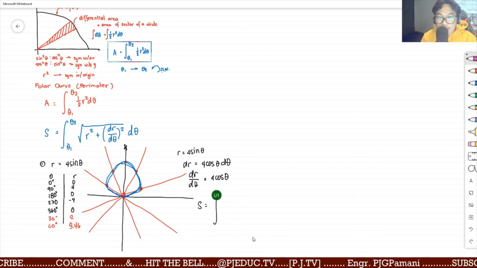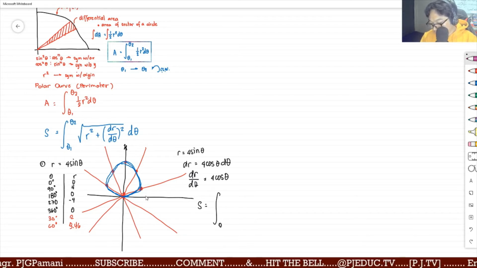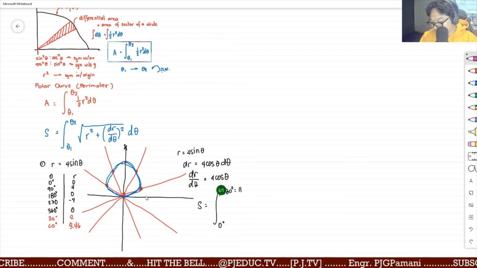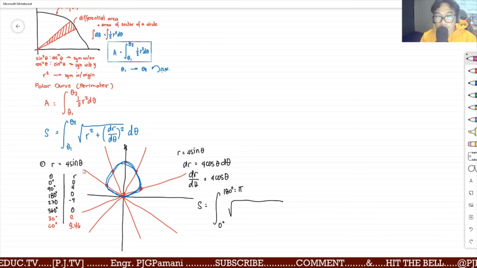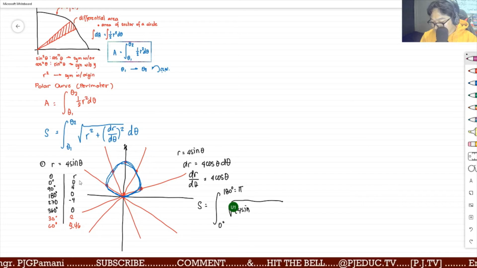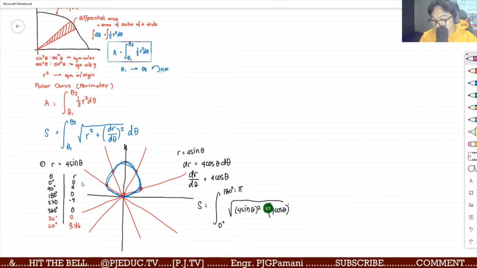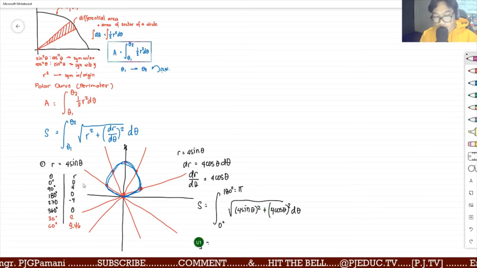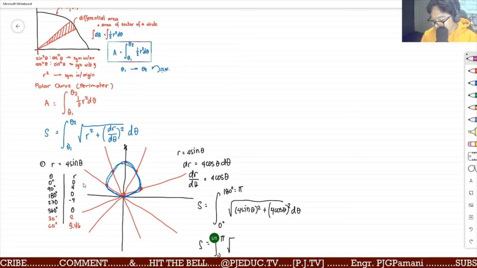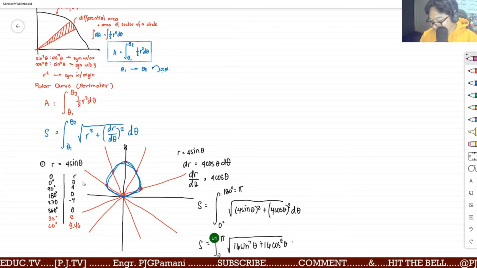Ano yung ating theta 1? Circle, 0. 180 is 0 to 0. That is 0 degree to 180 degree, or simply pi. Square root of r squared plus dr over d theta squared. R squared is 4 sine theta squared plus dr over d theta, which is 4 cosine theta squared d theta. Okay? Simplify gives us 0 to pi square root of 16 sine squared theta plus 16 cosine squared theta d theta.